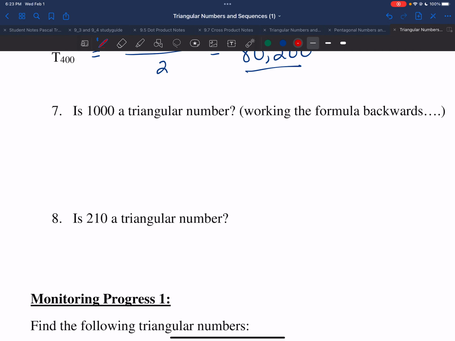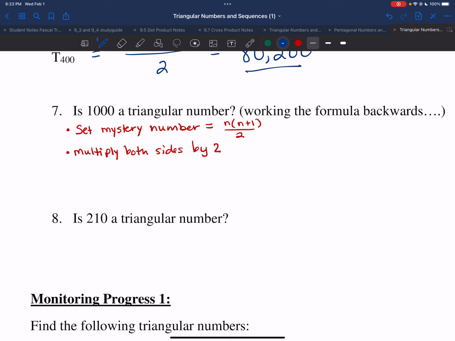The first thing is we're going to set the mystery number equal to n times n plus 1 over 2. That's the first thing we're going to do. Then we're going to multiply both sides by 2. And what that does is it gets rid of this 2 in the denominator, and you're left with n times n plus 1.